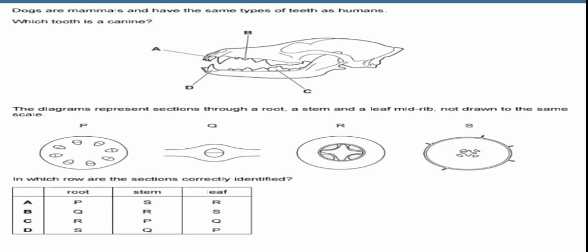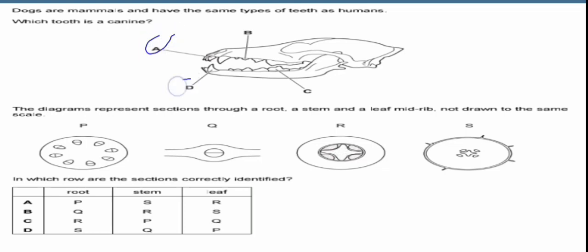Dogs are mammals and have the same types of teeth as humans. Which tooth is a canine? So one thing that you need to know is that part A, which is option A, is called the incisors. So the type of teeth for A is called the incisors.